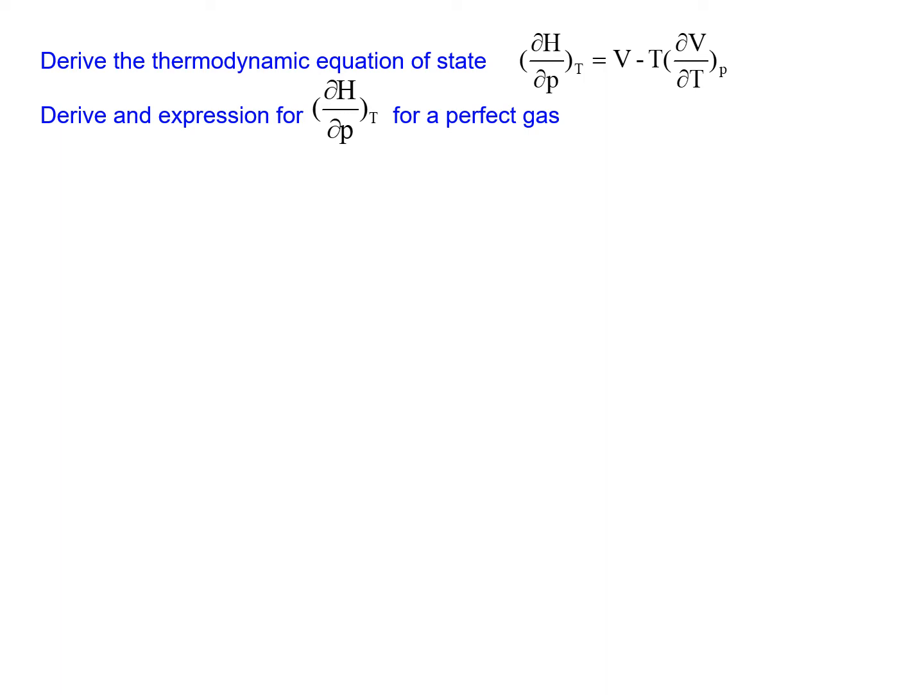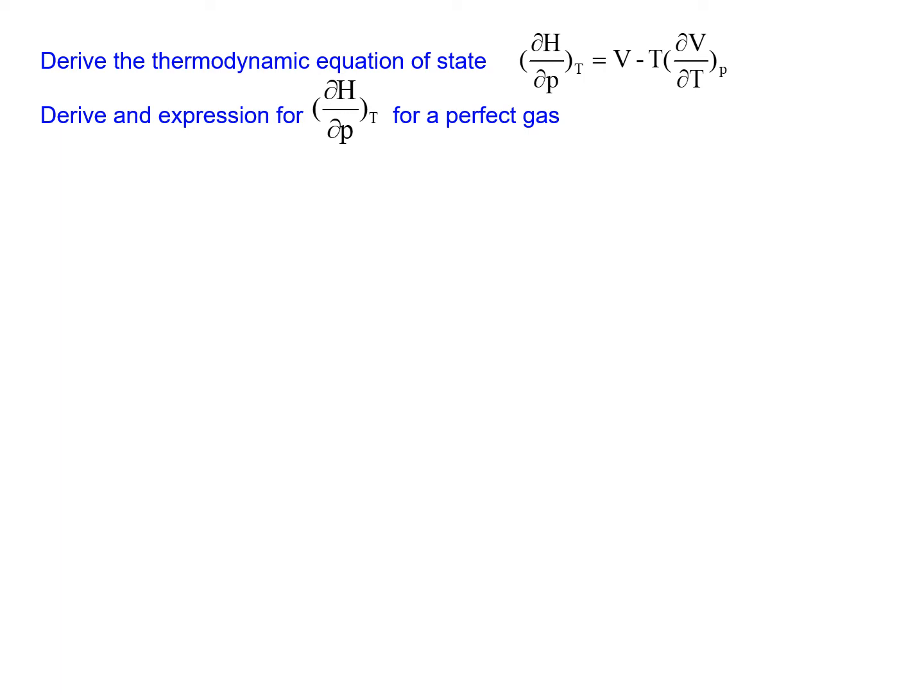The last question: derive the thermodynamic equation of state. The partial derivative of enthalpy over pressure under constant temperature equals volume minus temperature times the partial derivative of volume over temperature under constant pressure.